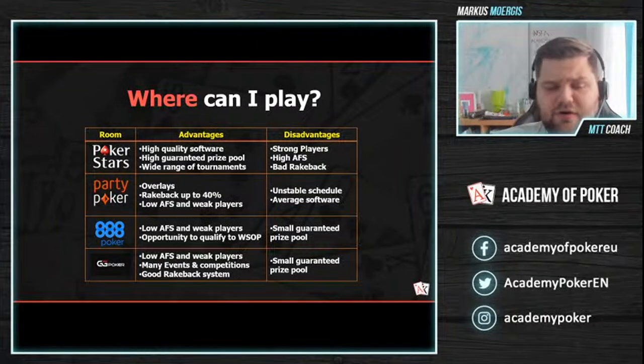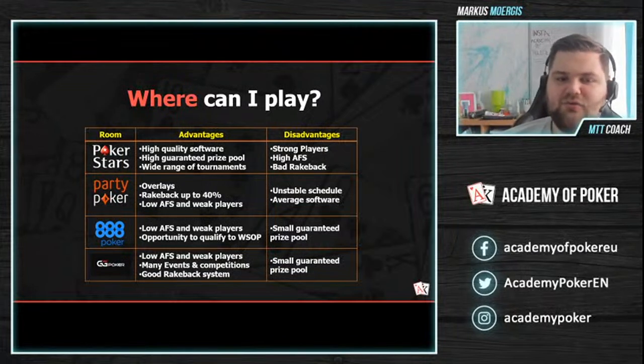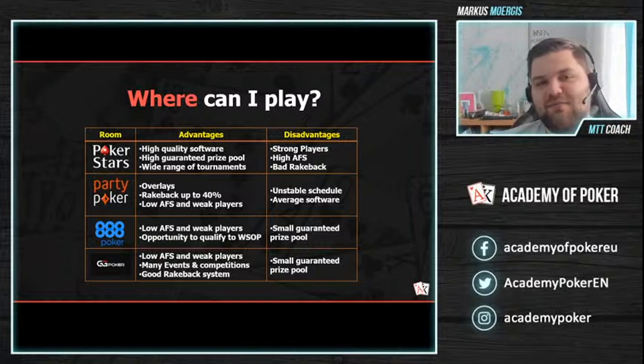Next up, we got 888 Poker, to make it a bit quicker here. Same stuff. You can play there with a lower average field size and weaker players, because the prize pools aren't that big, so there are not as many players in there. And also, you can try to qualify for the WSOP, which is really appealing to quite some players, because that's like the number one dream for every player, to sometime play this 10K WSOP main event, and maybe make it deep into day 6, day 7, yeah, to win millions and millions of dollars.